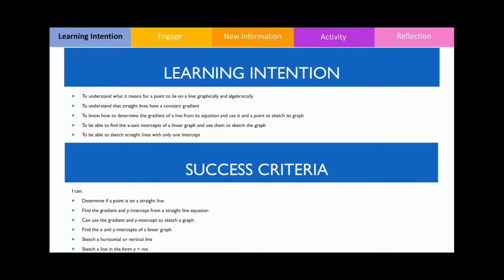The learning intention of this video is we're going to understand what it means for a point to lie on a line, both graphically as well as algebraically. We're going to understand that straight lines have a constant gradient, to know how to determine the gradient of a line from its equation and use it and a point to sketch its graph, to be able to find the x-intercepts of a linear graph and use them to sketch the graph. And lastly, we're going to be able to sketch straight lines with only one single intercept, okay?